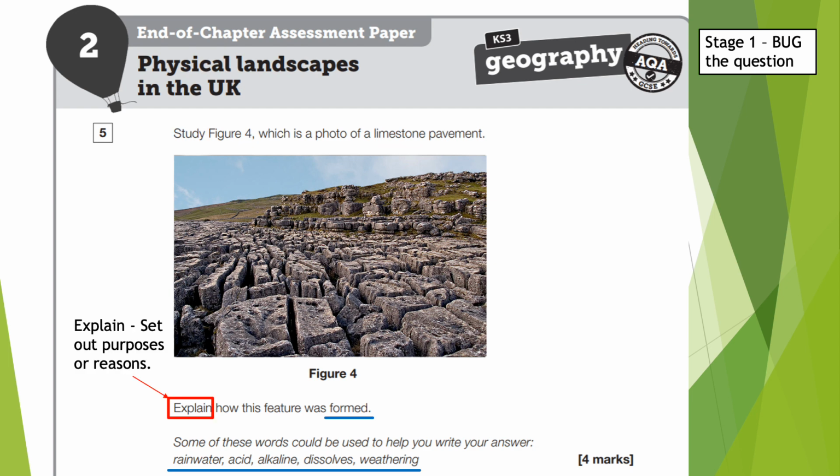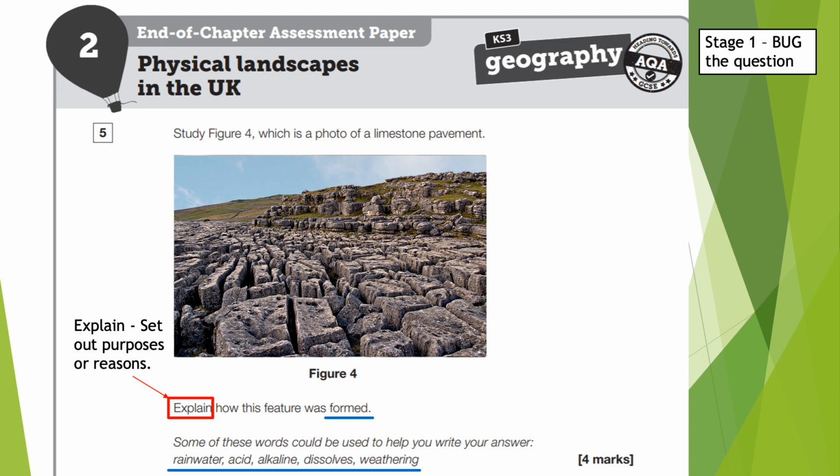The next place to start applying the BUG technique is the question below the figure. You'll see I've put a box around the command word explain. Now, when we see that command word, we should instantly be thinking that we're going to have to give purposes or reasons in our answer. It's not going to be enough just to say what it is, but we will need to go into greater depth giving those purposes or reasons.